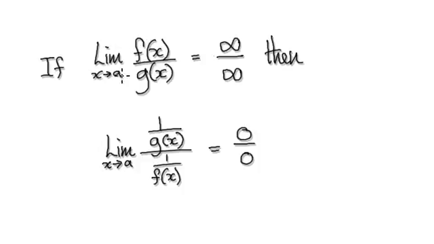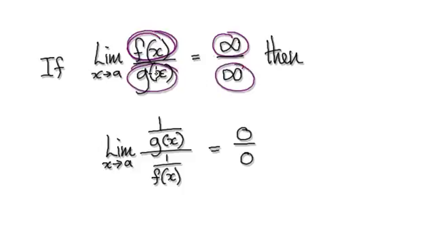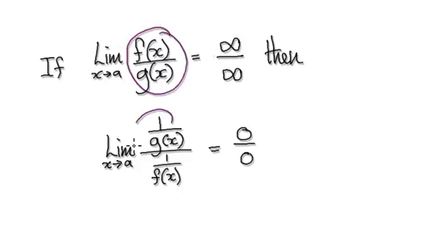So if you're trying to find the limit as x approaches a, and f of x tends towards infinity, and g of x also tends towards infinity, then as it turns out, you can still apply L'Hopital's rule. Let's say f of x is heading towards infinity, and g of x is also heading towards infinity. Well, you can write this whole fraction like this.